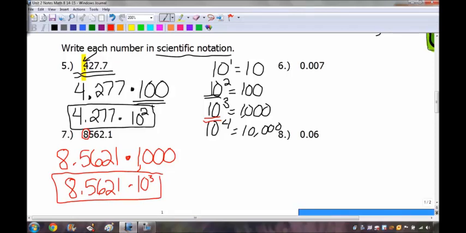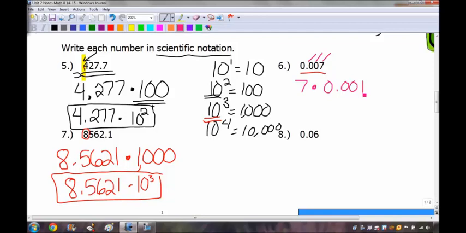So in number 6, this time this number is too small. In these examples, the numbers were too big. So I need to move my decimal place so that my number is between 1 and 10. So I could move it all the way to the end, and I end up getting 7. Is 7 between 1 and 10? Absolutely, right? So I multiply 7 by, this right here is the tenths place, this is the hundredths place, this is the thousandths place. So I'm multiplying it by 0.001.